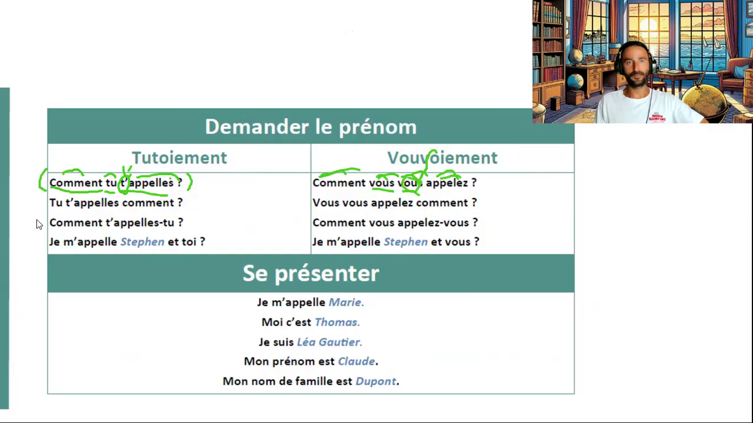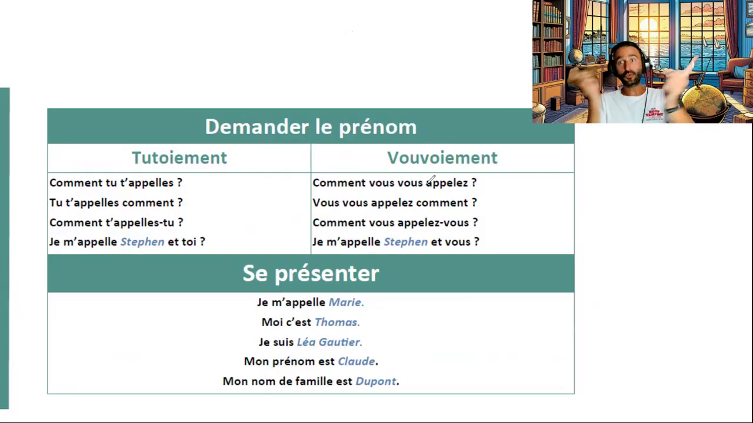Comment vous vous appelez? Repeat. Comment tu t'appelles? Comment vous vous appelez? And you can switch the order of the words. Tu t'appelles comment? Vous vous appelez comment? Ok, répétez. Tu t'appelles comment? Vous vous appelez comment? Or you can do also this way. Comment t'appelles-tu? Comment vous appelez-vous?